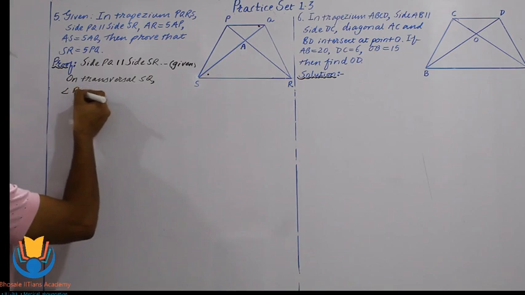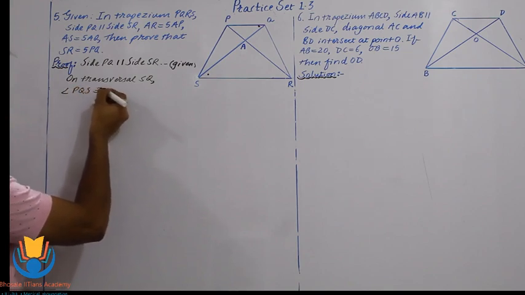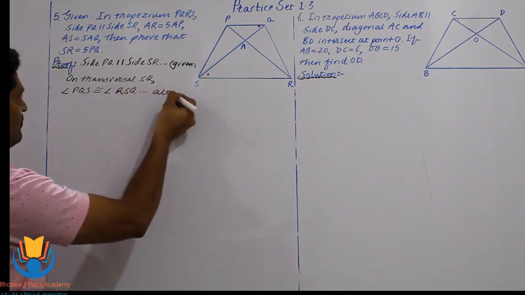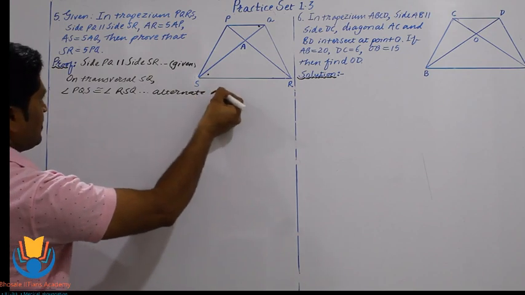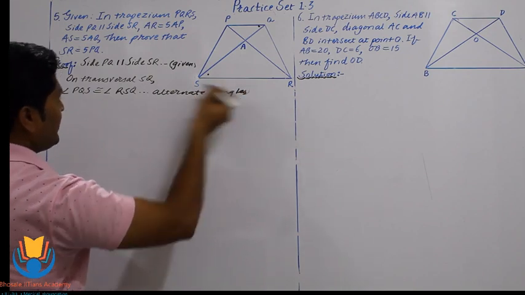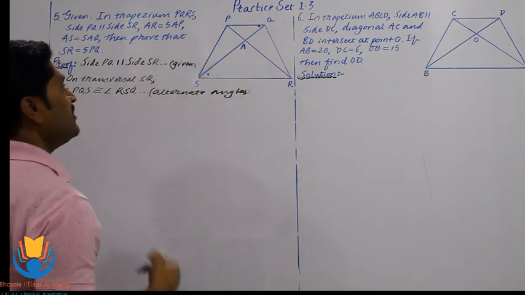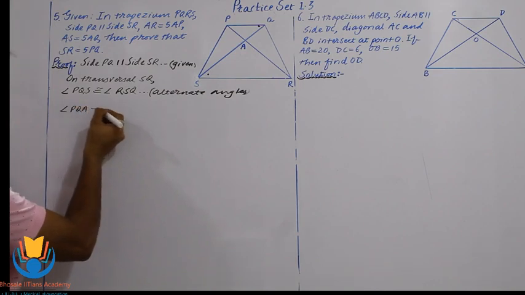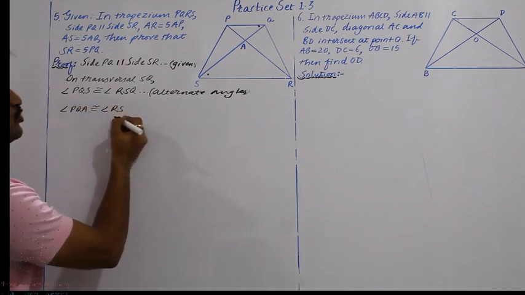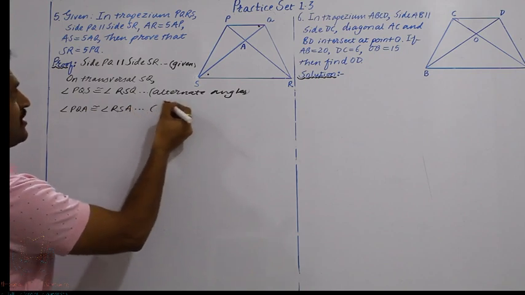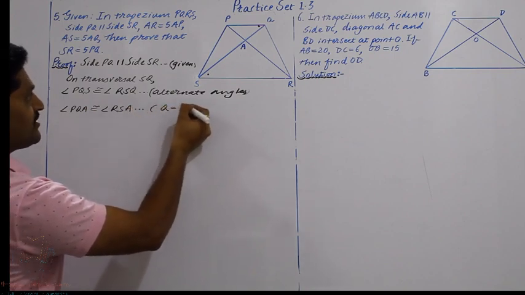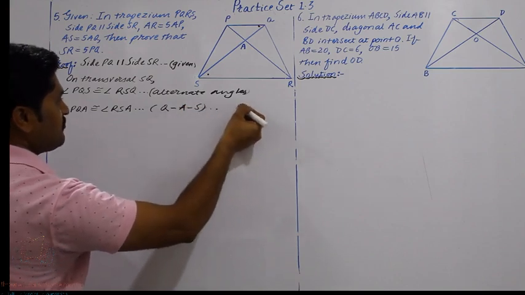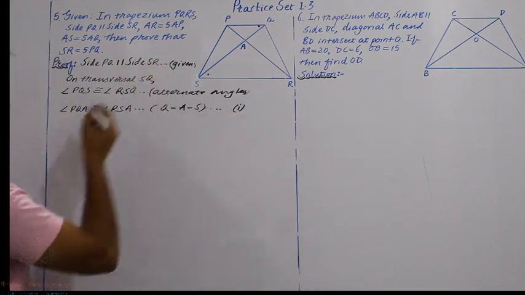So let's write their names. Angle PQS is congruent to angle RSQ. And the reason will be alternate angles. So we will just modify the names of these angles according to the names of the triangles. So this PQS can be written as PQA, and this RSQ can be written as RSA, and here we will write the reason as QAS. So this is equation number first that we are going to use while showing those two triangles to be similar.